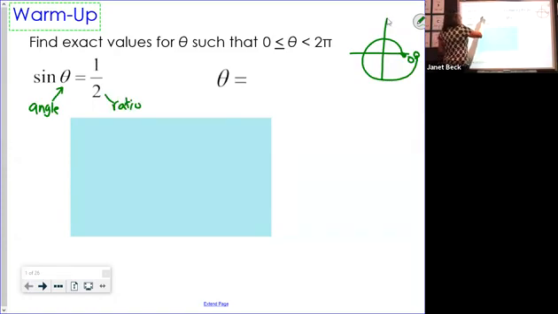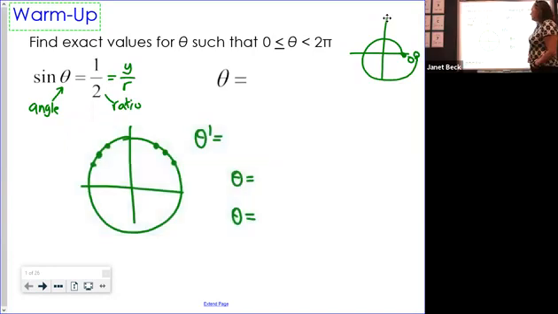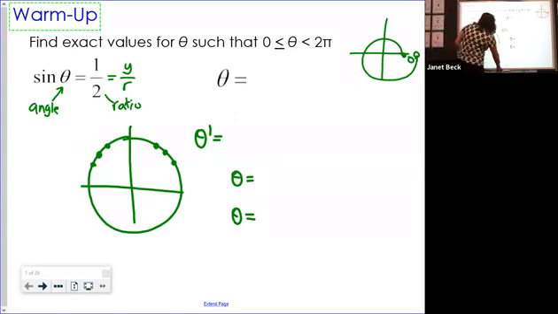And we know that the sine ratio is the length of the y leg divided by a radius r. So if sine is positive, the radius is never negative, so we must be somewhere in the top half of this circle, okay? Because it must have a positive y. We know our y must be 1 and our r is 2.